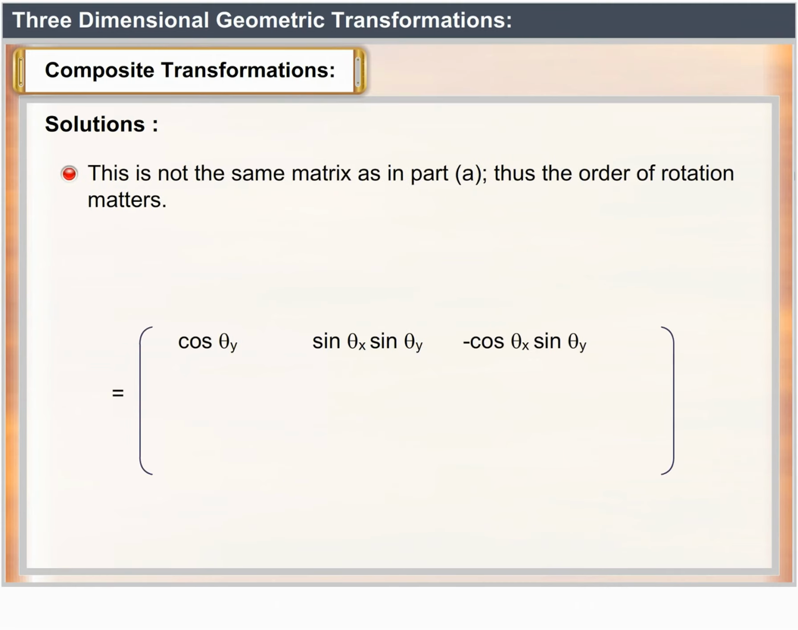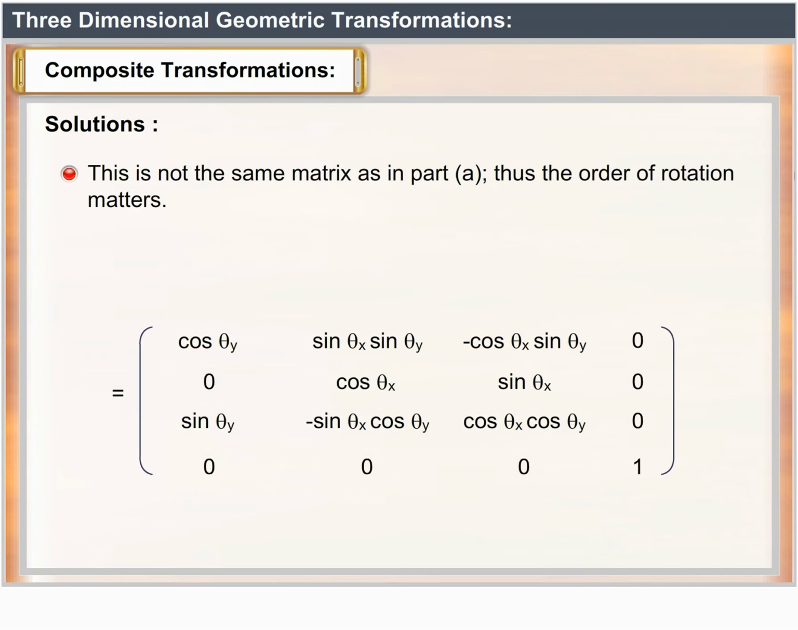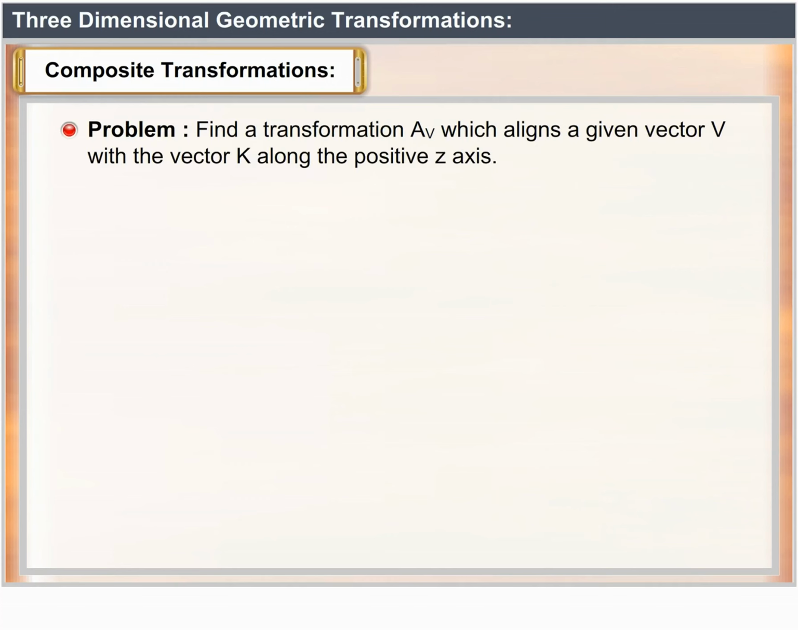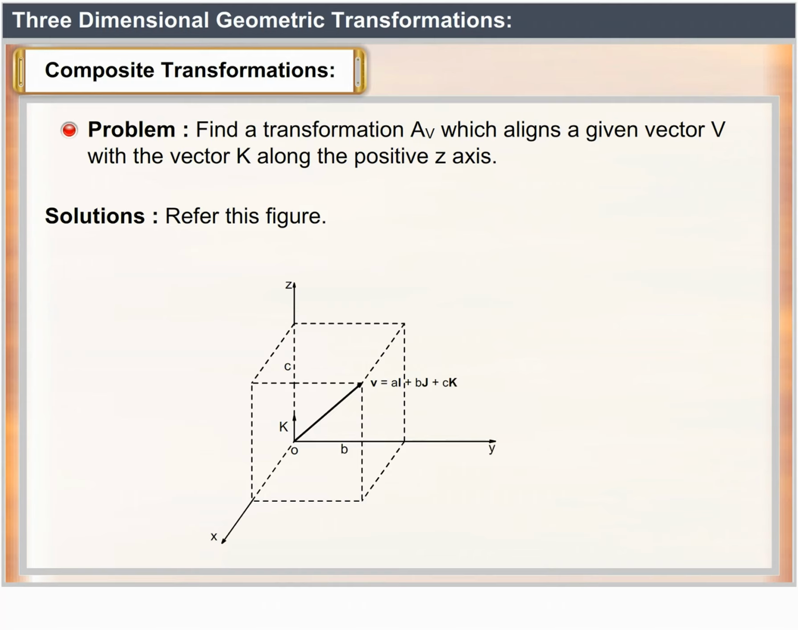Problem. Find a transformation AV which aligns a given vector V with the vector K along the positive z-axis. Solution. Refer to the figure. Let V be equal to AI plus BJ plus CK. We perform the alignment through the following sequence of transformations.